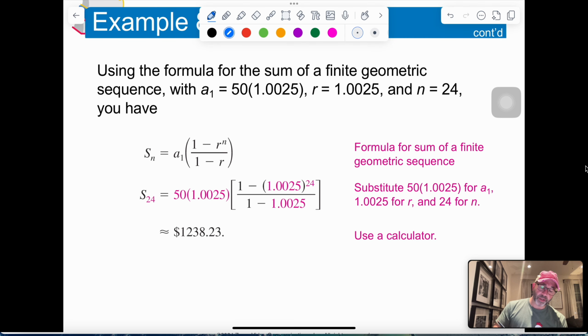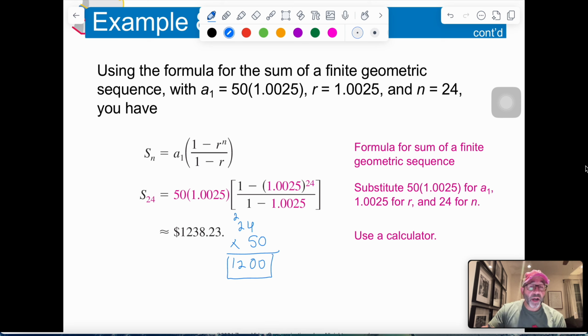If we were to look at this, we did $50 and we only did this for 24 times. Right? We put in $50 24 times. That means we put in $1,200, okay? But at the end of the 24 months, well, we only put in $1,200, we have $1,238.23. We made $38 of free money.